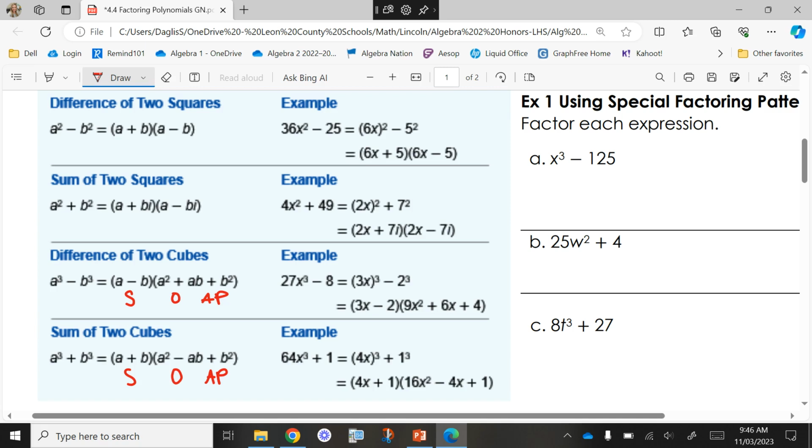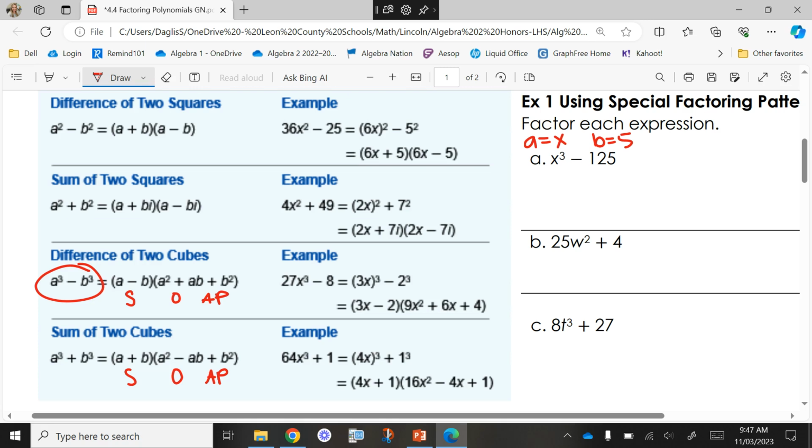If a cubed is x cubed, then what's just a? x. If b cubed is 125, then what's just b? 5. Right? Because it's set up as a cubed minus b cubed. So that is x cubed minus 5 cubed. Does that make sense? Yes?